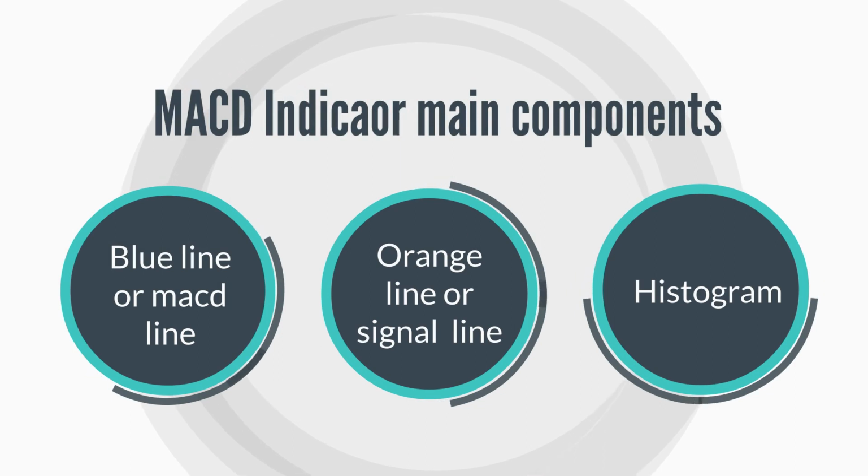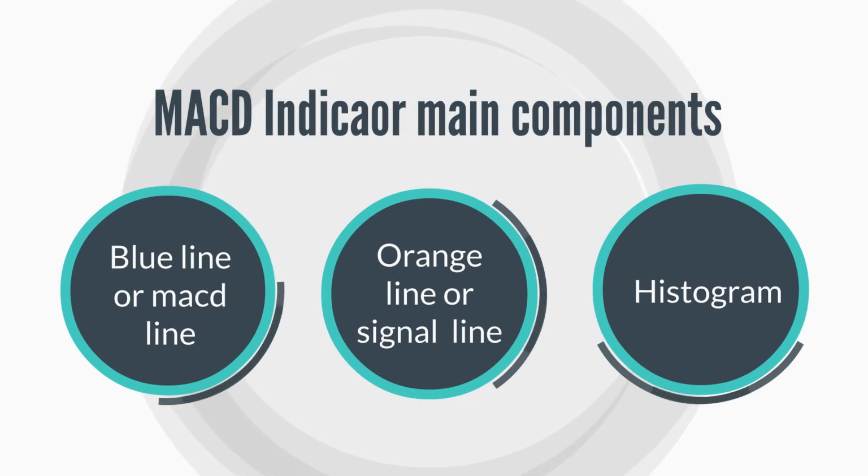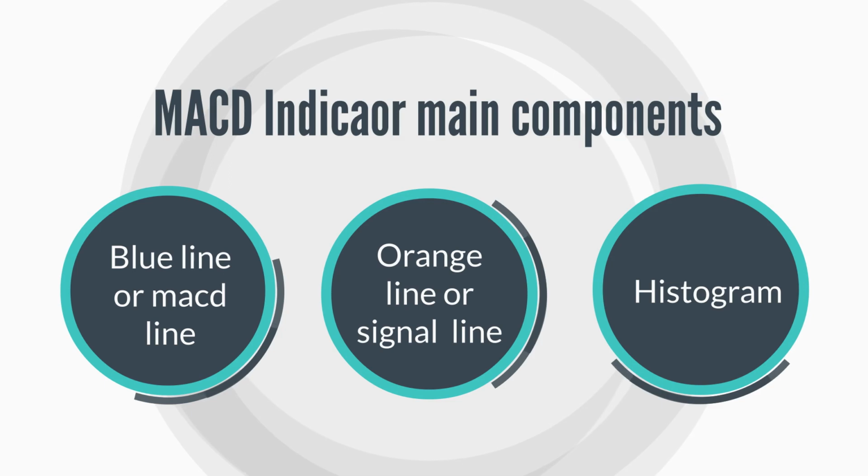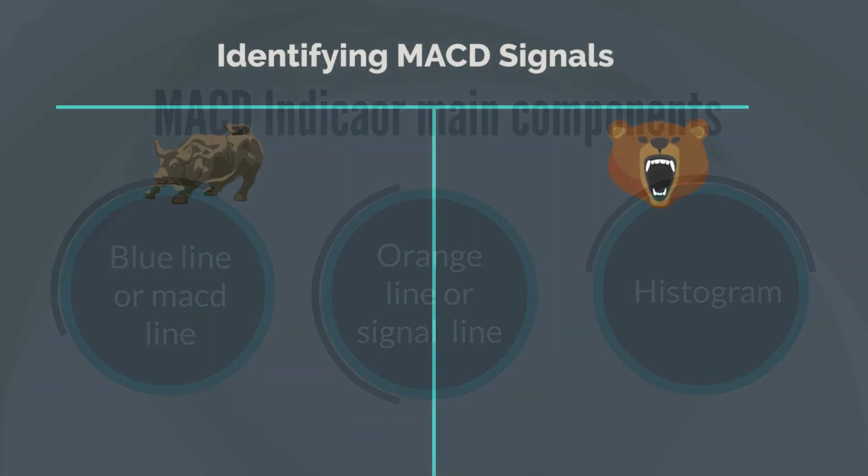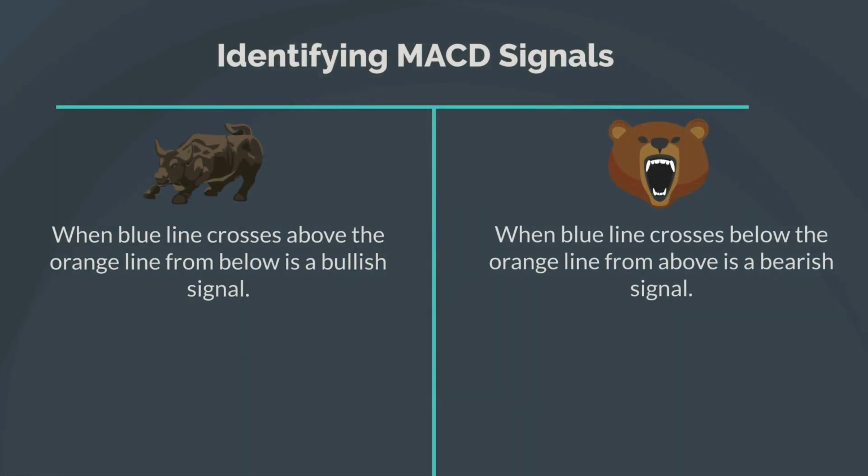Blue line or MACD line. Orange line or signal line. A histogram. Identifying MACD signals. The MACD indicator generates a bullish signal when the blue line crosses above the orange line from below, and when the blue line crosses below the orange line from above it is a bearish signal.